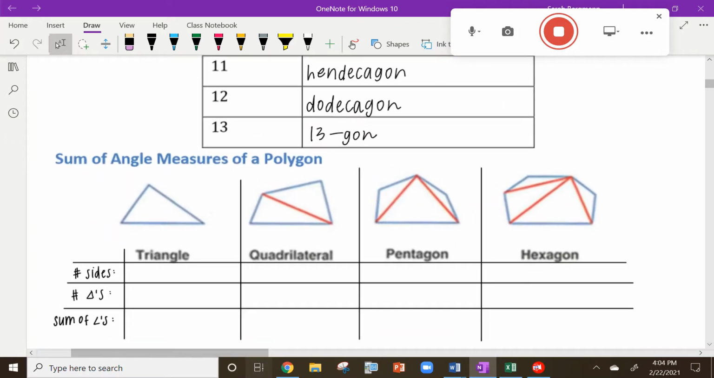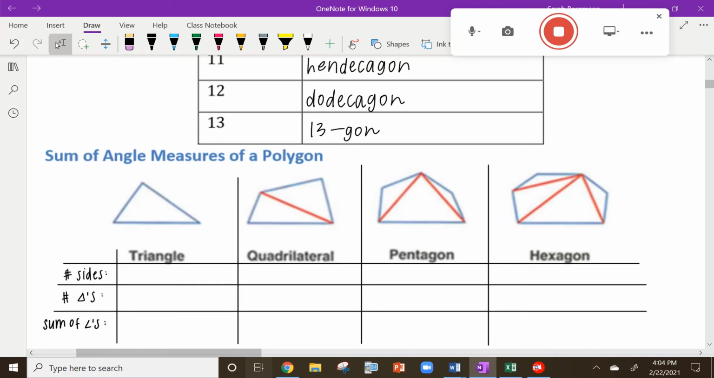Now, what we want to do is try to figure out if there's anything that we can do to find the sum of the angle measures of a polygon. What I want you to do is draw this little table here for yourself and see if you can list out the number of sides in the polygon and the number of triangles that we can create out of this polygon. And now let's see if we can figure out the sum of the angles in the polygon.